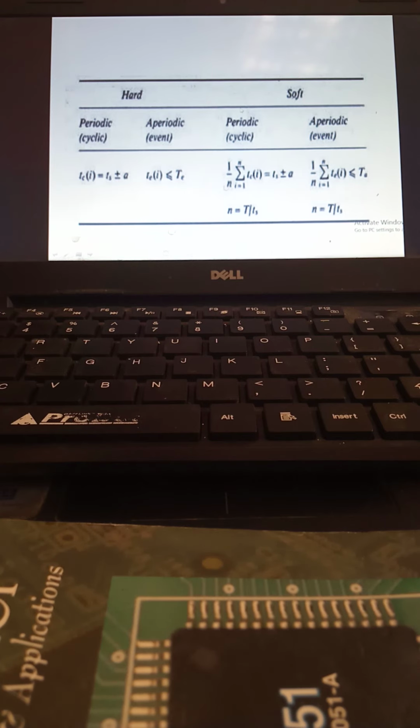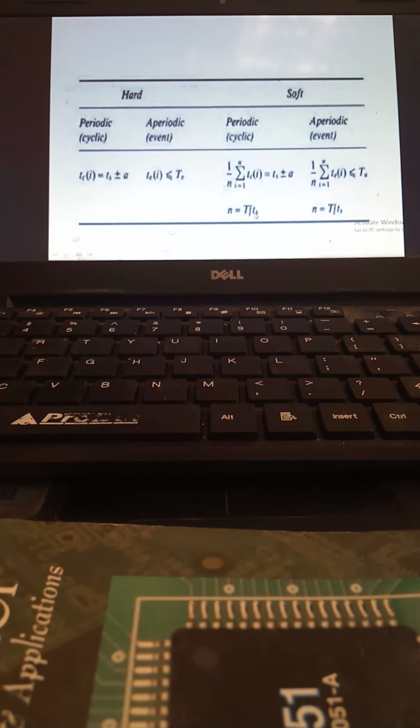That should meet your deadline, TE. Whereas in a soft real-time system, we don't consider each individual meeting of the deadline. Take 10 or 15 times; once it fails, no problem. That's why we always take the average. Average means take the sum and divide by n. So for periodic, continuous TC of i, every i interval, that average should meet TS plus or minus A. Every now and then it need not meet. And for aperiodic, it is based on the event. So 4 or 5 times the event happens, that means 1 by n times the average of 5 or 6 events happening, and that should meet the deadline, TE.